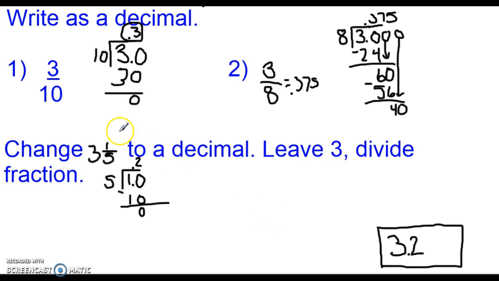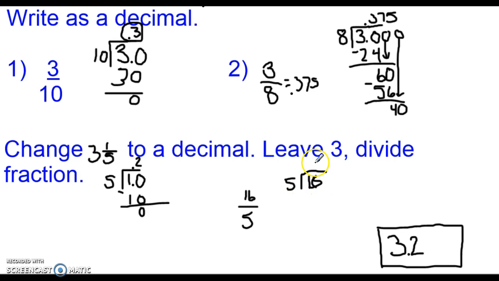Now you could have also taken this mixed number and turned it into an improper fraction. So you could have said 3 times 5 is 15, plus 1 is 16, and then you would have gotten 16 over 5. Now when you turn this into a decimal, you'd have 16 on the inside and 5 on the outside. Sorry, that one's a little messy.